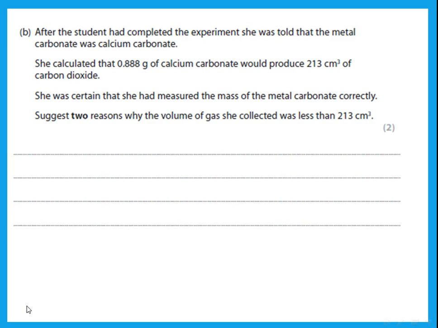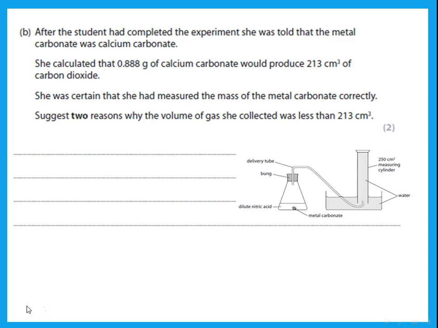Okay, after the student had completed the experiment, she was told that the metal carbonate was supposed to be calcium. She got strontium, but it was supposed to be calcium. She calculated that 0.88 grams of calcium carbonate should have given 213 centimeter cubed. She was certain that she had measured the mass of the metal carbonate correctly, so give 2 reasons why the volume of gas she collected was less than what she should get. We said usually when we're collecting a gas from an experiment, you will get less than expected.